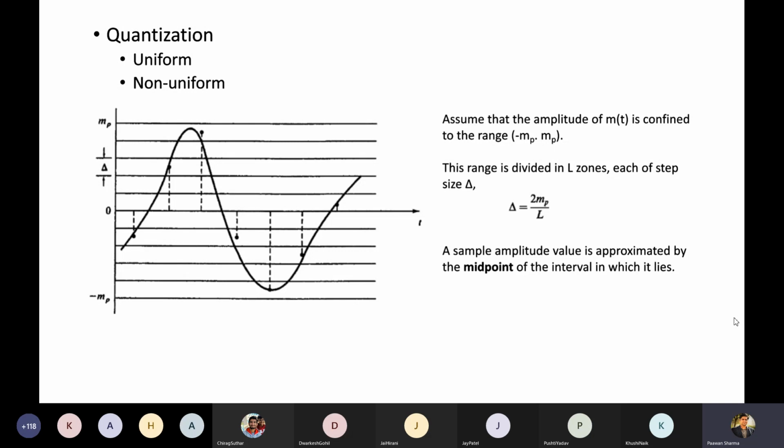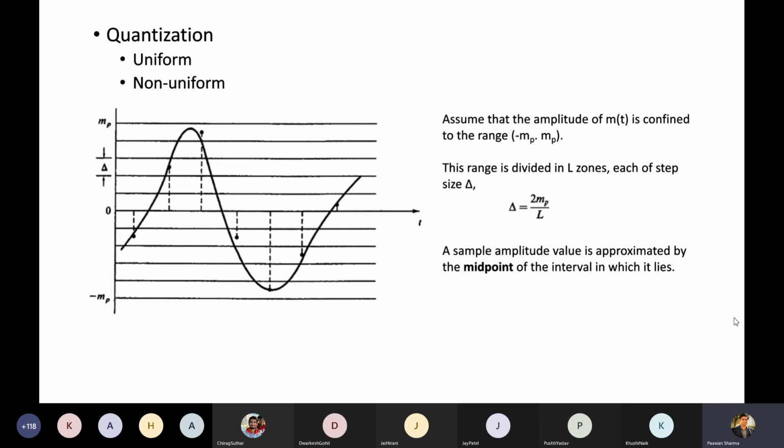Now if you divide this entire range into capital L zones, L intervals, each interval will have a step size or width, let us represent it with delta. Delta will be: the entire range from minus mp to mp is 2 mp, and you are dividing it into L zones, so each step will be of size delta equal to 2mp upon L. The sample amplitude value is approximated by the midpoint of the interval in which it lies.